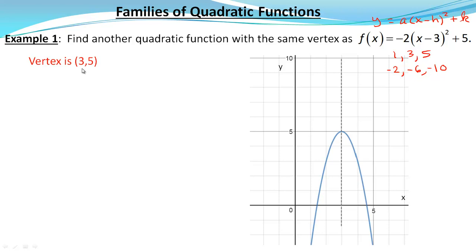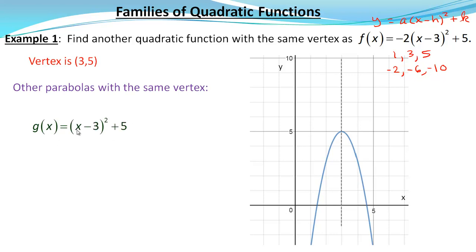I'm going to give 2 more examples, not just one, so we can make up any other parabola that has a vertex of 3, 5. I'm going to use vertex form. For example, I'll call g of x equals (x minus 3) squared plus 5. That's the simplest one, pretty much, because a is 1. So the vertex would be at 3, 5 and it would open up.